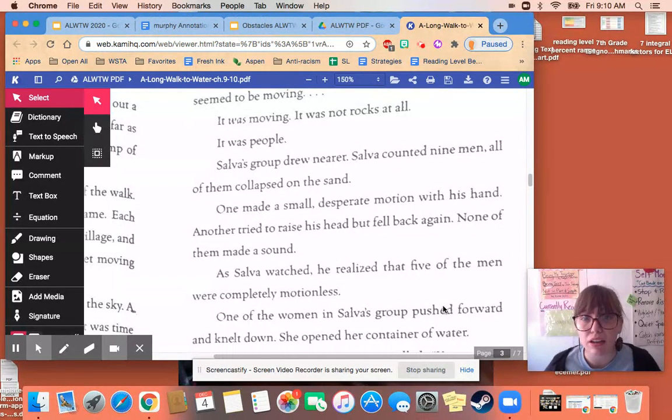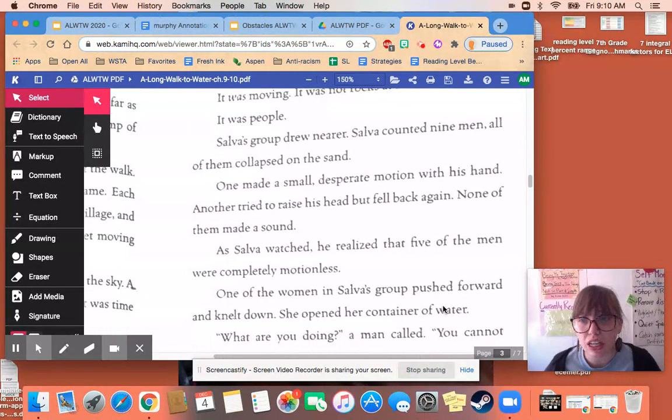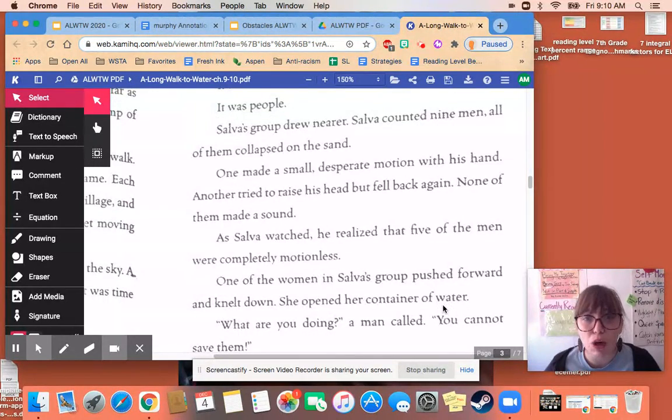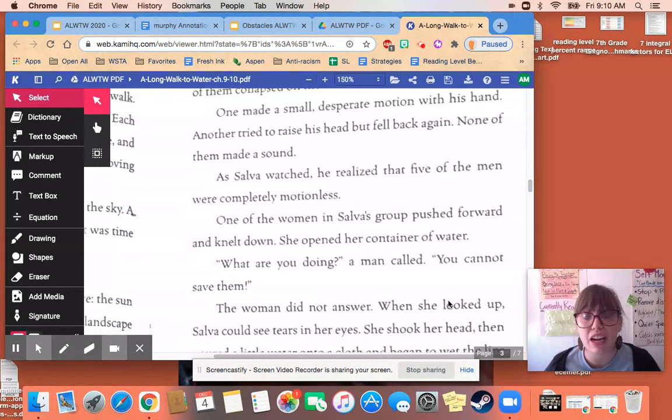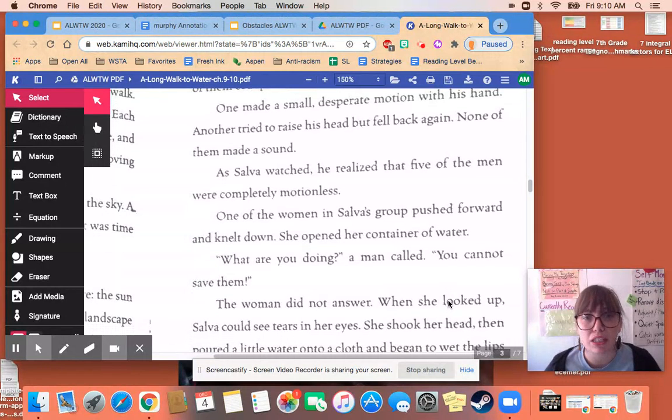All of them collapsed on the sand. One made a small, desperate motion with his hand. Another tried to raise his head but fell back again. None of them made a sound. As Salva watched, he realized that 5 of the men were completely motionless.